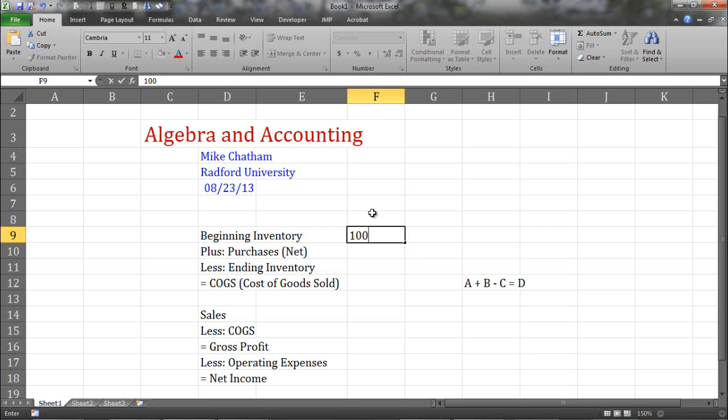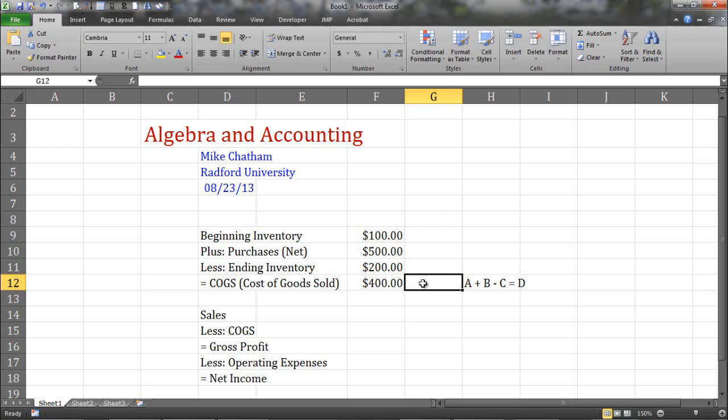Let's say beginning inventory is $100, your purchases are $500, and your ending inventory then is $200. So what we've got there is $100 of beginning inventory that we began the year with. We purchased $500 worth of merchandise, which then becomes $600 of what we call goods available for sale. The sum of those two was what was on the shelf at some point during the year. Subtracting ending inventory, then the answer would be $400.